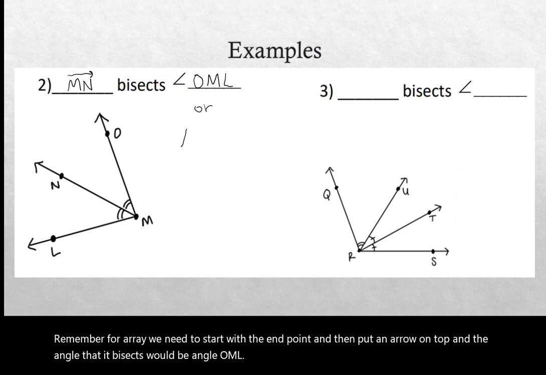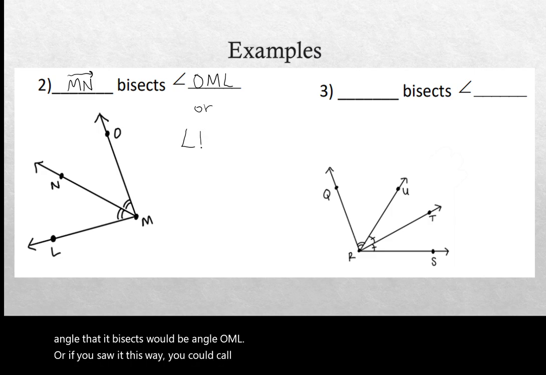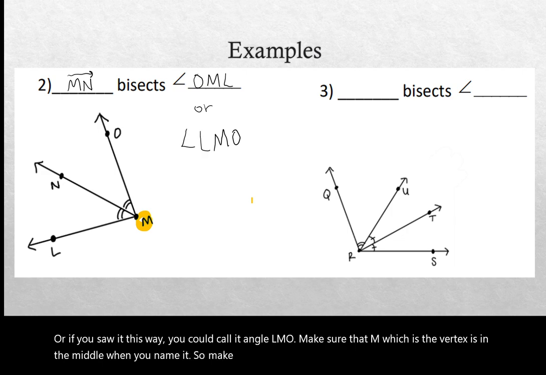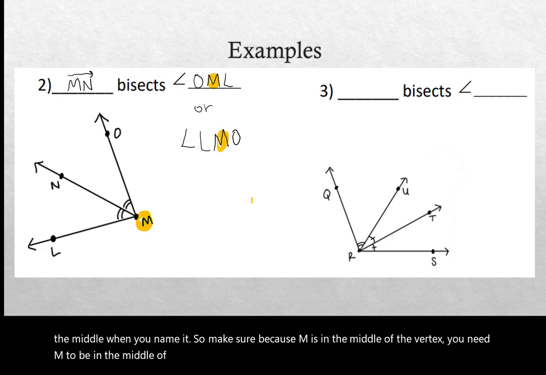Or, if you saw it this way, you could call it angle LMO. Make sure that M, which is the vertex, is in the middle when you name it. So make sure, because M is in the middle, the vertex, you need M to be in the middle of your name.